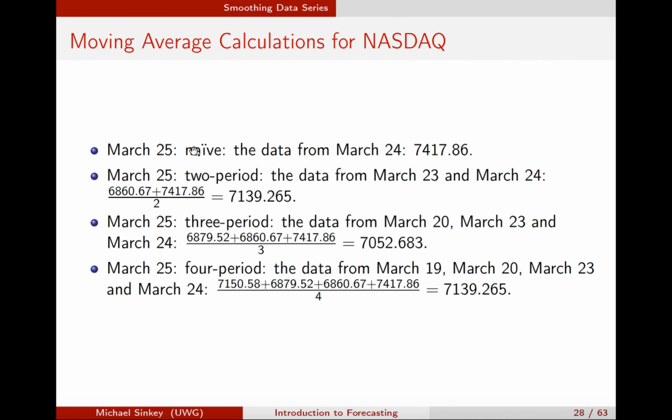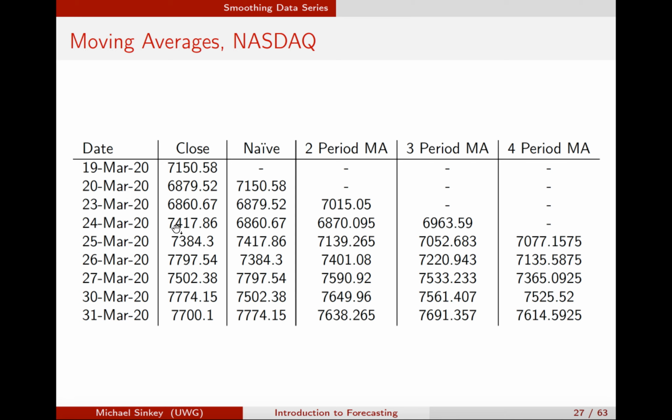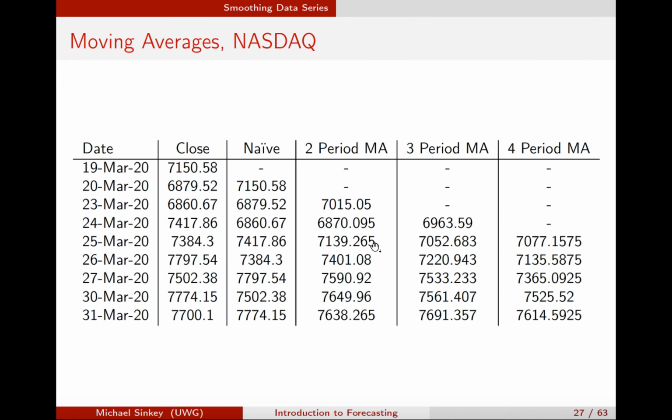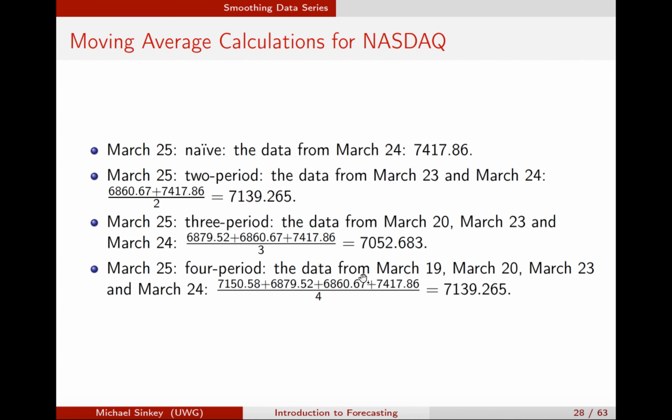So the naive forecast for March 25th was March 24th. For the 2-period, I averaged together March 24, that was yt minus 1 on March 25th, and March 23rd, which was yt minus 2. So to get a 2-period forecast for March 25, I averaged together March 23rd and March 24th. And I do the same thing for March 26th and 27th and 28th. I just replace the periods that are further in the past.